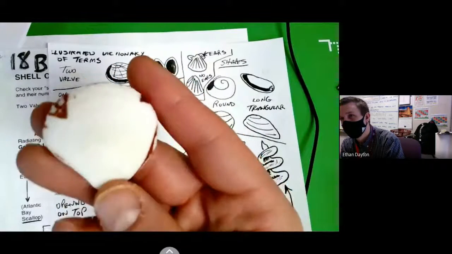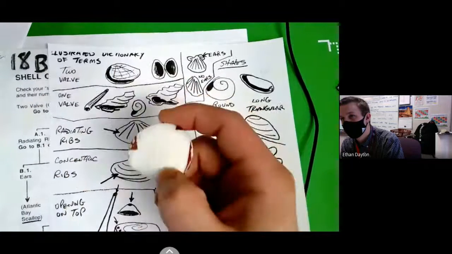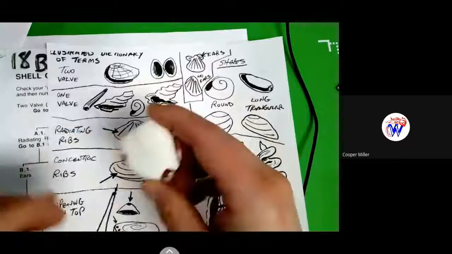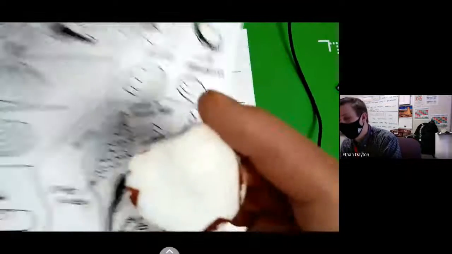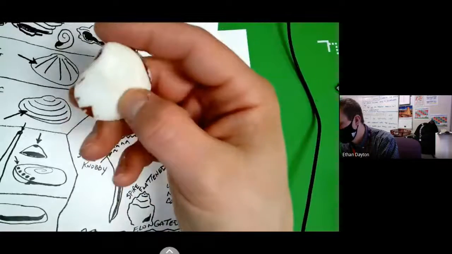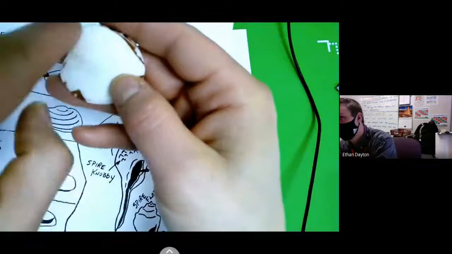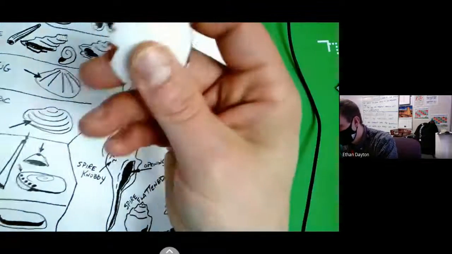Radiating or concentric, Cooper? I think it's radiating. I know it's hard to see, so I apologize for that, but these are actually concentric ribs. They're running this way along the shell. They're not running this way, okay? So these are concentric ribs.